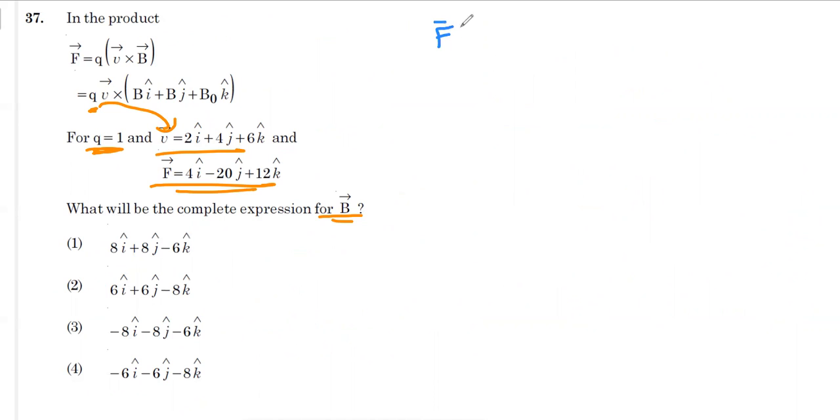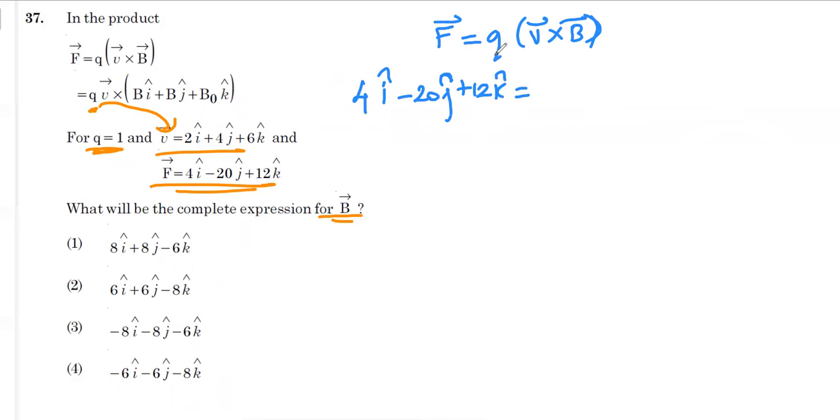So F is equal to q into v cross B. We know how to find the force. The force given is 4i cap minus 20j cap plus 12k cap, which is equal to q, and q is 1, into v cross B. How do you write it? As a determinant, because it is a cross product: i cap, j cap, k cap, v is given as 2, 4, 6, and B is given.